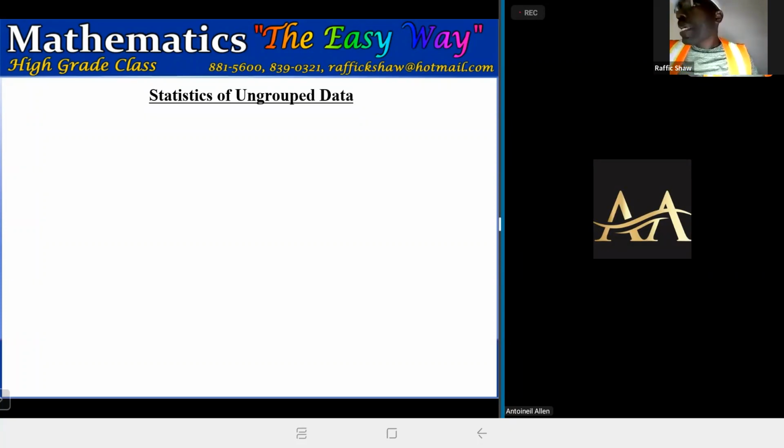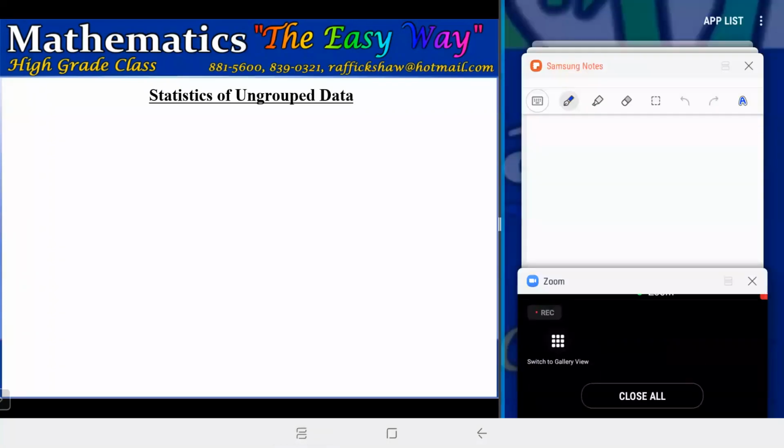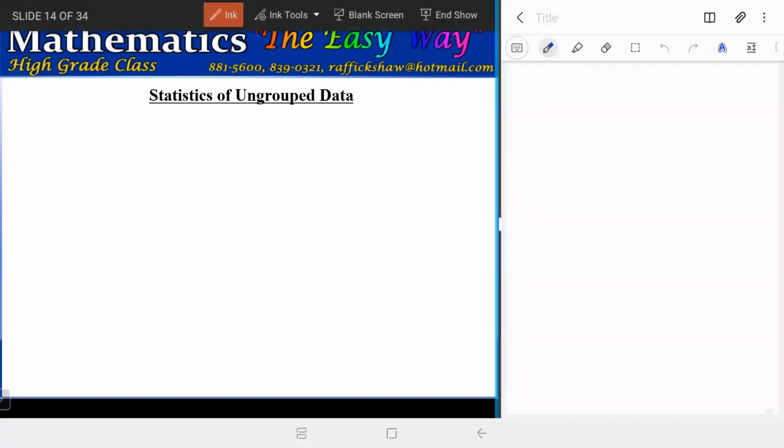So let's get into the ungrouped data and see what that is all about. That's with the raw data. I'm going to do ungrouped data now today, so I'm going to come off camera and we get cracking. All right, so statistics of ungrouped data. The keyword is ungrouped. The data is not grouped. Raw data is when you have a small number of values, like 8 values or 10 values. You can just line them out side by side and do statistics with them.